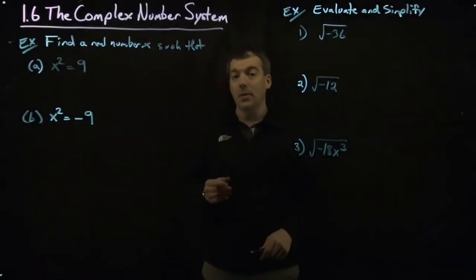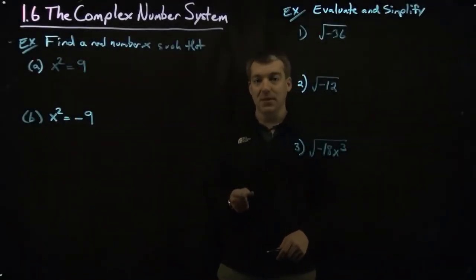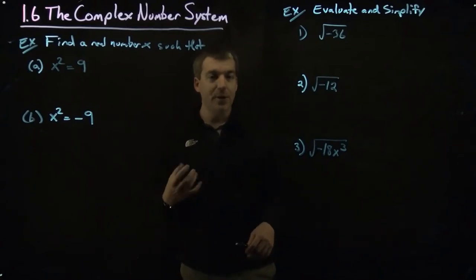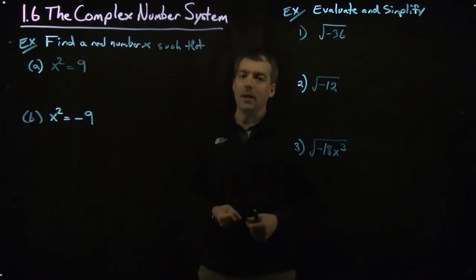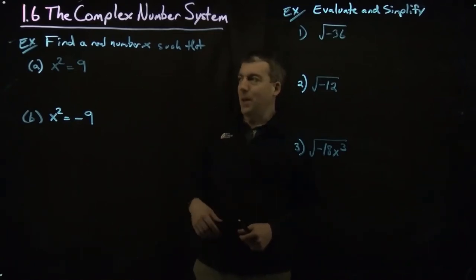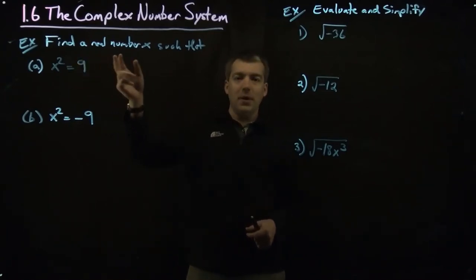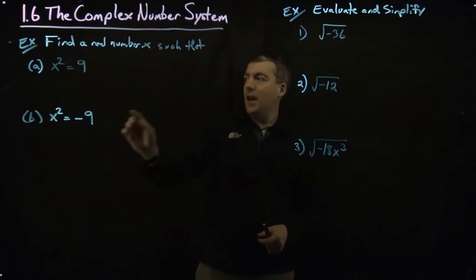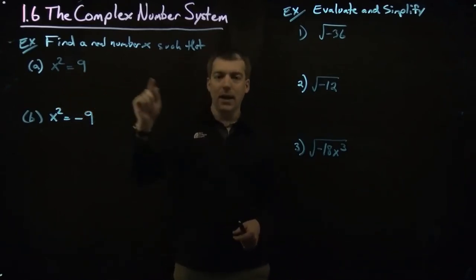Hi, in this video we're going to look at the complex number system. Particularly we'll look at the imaginary unit i and why we need it and where we'll use it. Let's start off with just an example here. Let's find a real number x such that the square of x is 9.